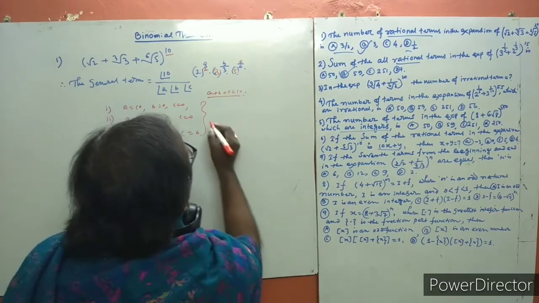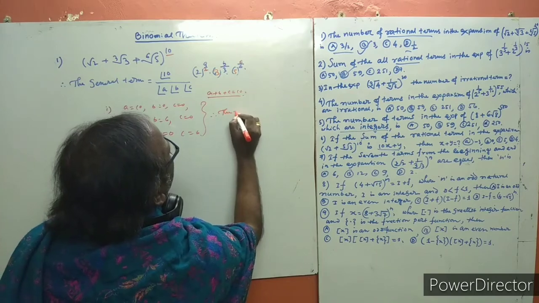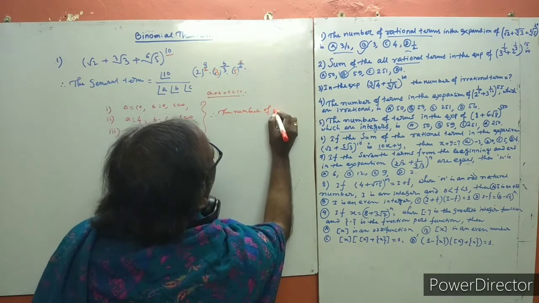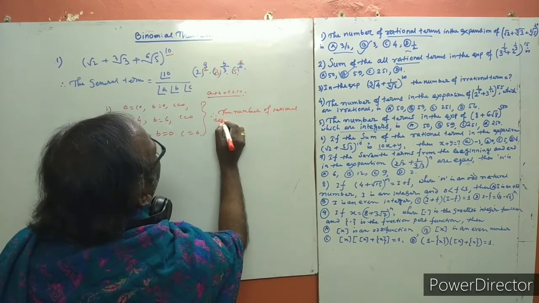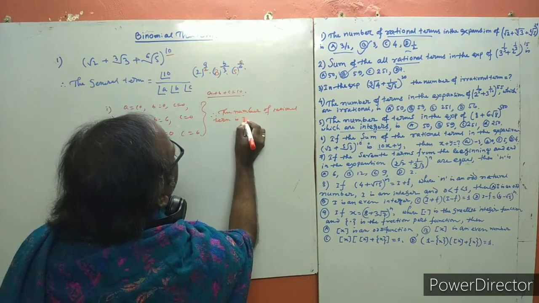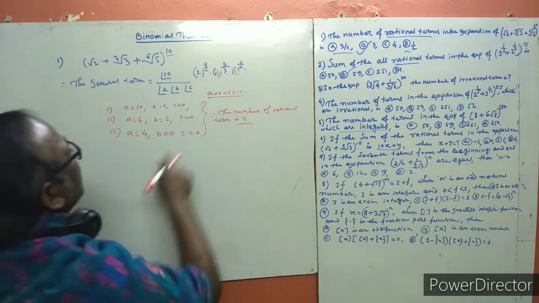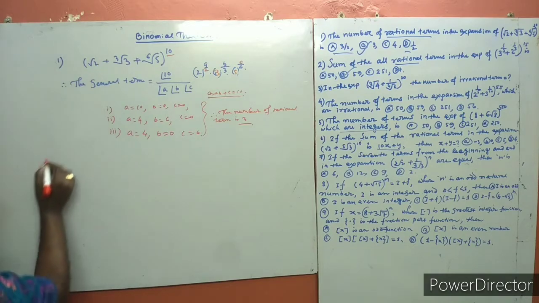Therefore the number of rational terms is 3. Okay, so this is the answer. We chose the sums of A, B, C in these 3 ways, otherwise nothing. Okay.